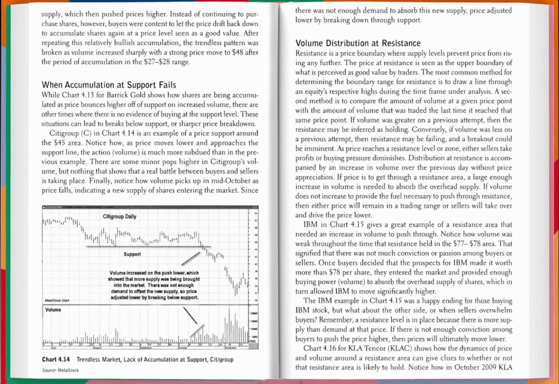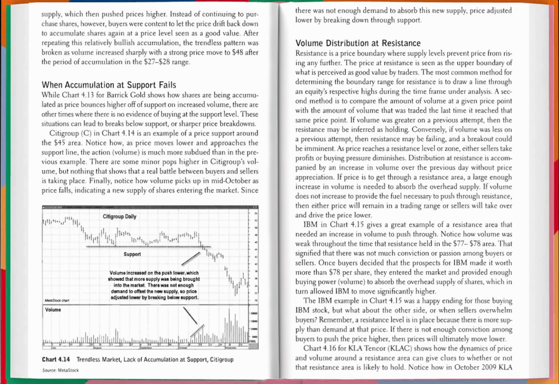A second method is to compare the amount of volume at a given price point with the amount of volume that was traded the last time it reached that same price point. If volume was greater on a previous attempt, then the resistance may be inferred as holding. Conversely, if volume was less on a previous attempt, then resistance may be failing, and a breakout could be imminent. As price reaches a resistance level or zone, either sellers take profits or buying pressure diminishes. Distribution at resistance is accompanied by an increase in volume over the previous day without price appreciation.